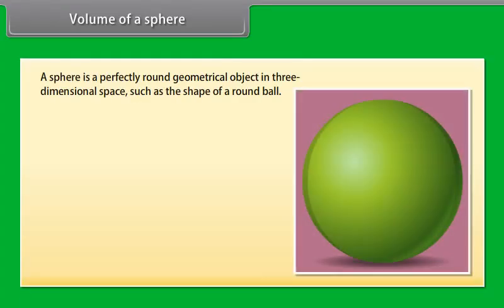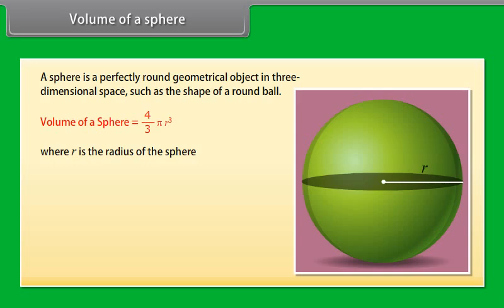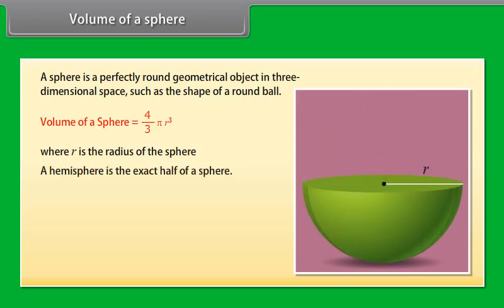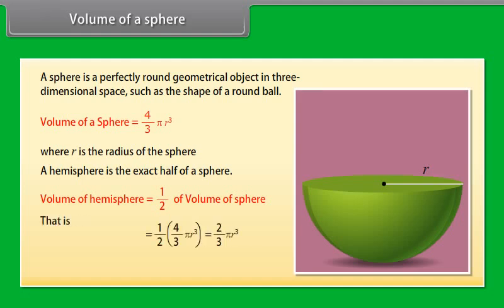Volume of a sphere. A sphere is a perfectly round geometrical object in three-dimensional space, such as the shape of a round ball. The volume of a sphere is given by 4 upon 3 pi r cube, where r is the radius of the sphere. A hemisphere is the exact half of a sphere, and its volume is half the volume of the sphere. That is, volume of a hemisphere is 1 upon 2 into 4 upon 3 into pi r cube, which is equal to 2 upon 3 pi r cube, where r is the radius.